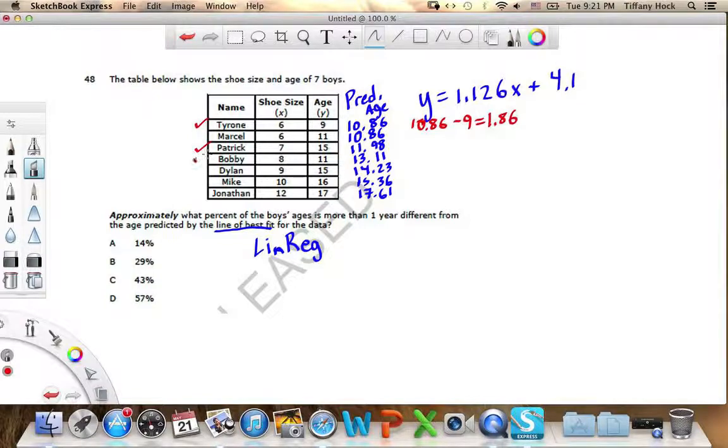So basically we're saying that his foot is probably bigger than we would expect, because he has basically the foot of a 13-year-old, but he's only 11. Okay, Dylan, actual age of 15. His predicted age was about 14.2. So that's within 1. So Dylan doesn't work. Mike also doesn't work. 15.36 is less than 1 away from 16. Same thing for Jonathan. So out of the 7 boys, 3 out of the 7 were more than 1 year different.